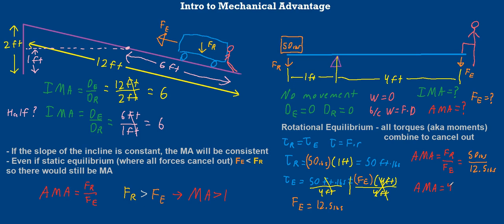And so hopefully these two examples have removed any doubt that the mechanical advantage gained from a machine is consistent, even if there is no work and no movement in the system.